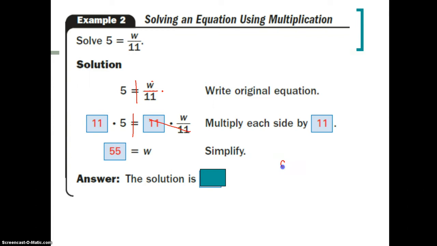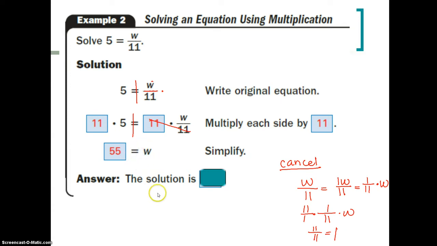If you want to see why they cancel, it's because W over 11 is actually equal to 1W over 11, which is technically 1/11th times W. That being said, when I multiply by 11, which is like 11 over 1, 11 times 1 is 11, and 1 times 11 is 11, and 11 divided by 11 is 1. So that's why they cancel out, because they actually equal 1, which is just 1W, which you don't need.